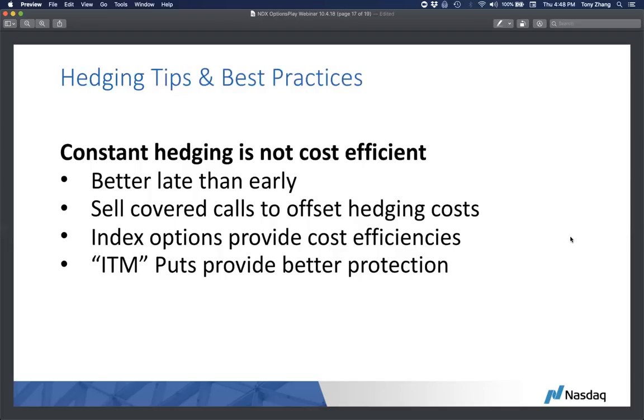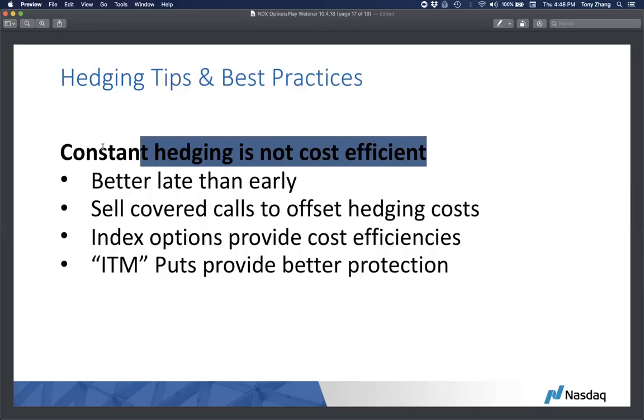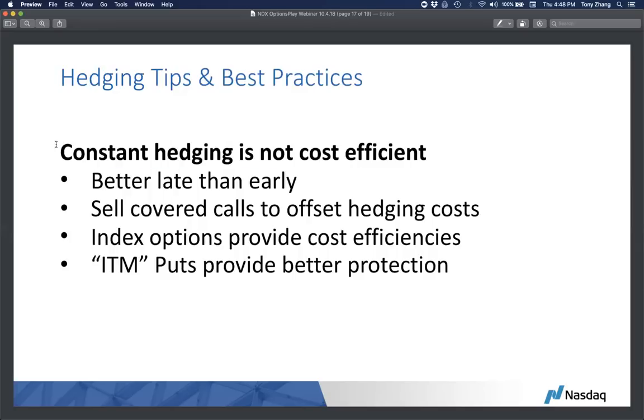So number one, constant hedging is not cost efficient. We've talked about hedging as a way to protect your portfolio, and I think most people agree that when the market corrects, a hedge makes sense. However, constant hedging is not cost efficient because it costs you 1, 2, 3, 5% of your portfolio to just buy a hedge for a couple of months. If you bought it all the time, you would end up paying more in hedges than you would actually get in the appreciation of your portfolio. So it's not something that you want to do all the time.